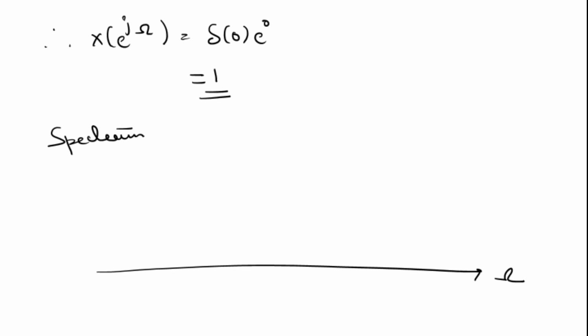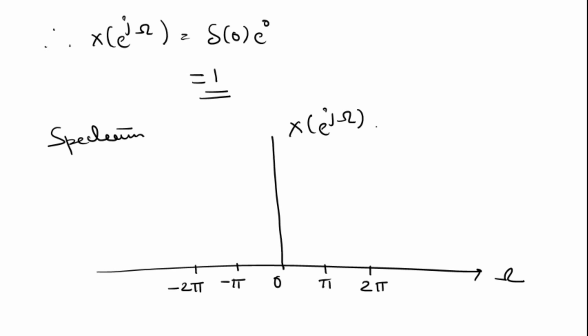Then the spectrum will be this: omega, it is X of e power j omega, 0, pi, 2 pi, minus pi, minus 2 pi and so on. So amplitude will be one.